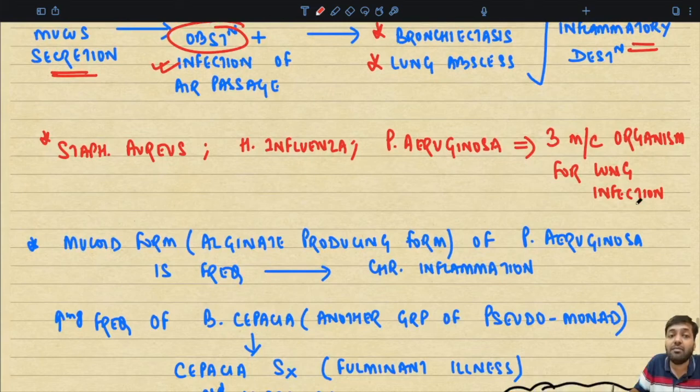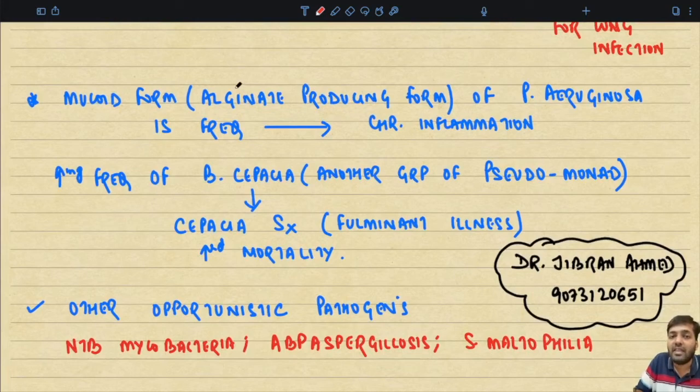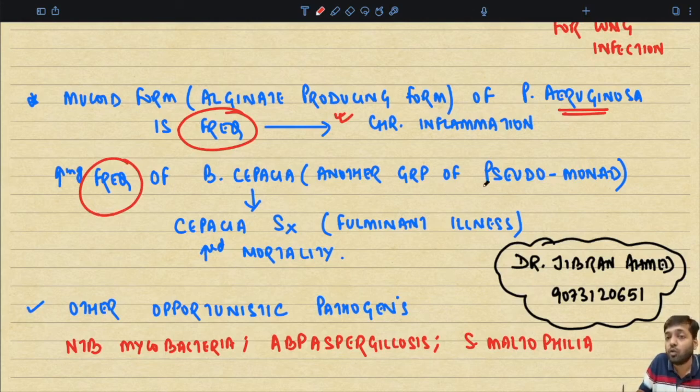So, which are the most common organisms causing lung infection? The three most common are Staph aureus, Haemophilus influenzae, and Pseudomonas aeruginosa. Now, the mucoid form or the alginate producing form of Pseudomonas aeruginosa is quite frequent and is responsible for chronic inflammation. Nowadays, we are seeing an increased frequency of another group of Pseudomonas species, that is Burkholderia cepacia, and they lead to what is called cepacia syndrome, which is a fulminant illness causing increased mortality.